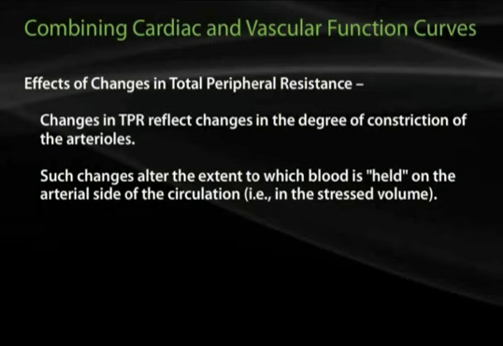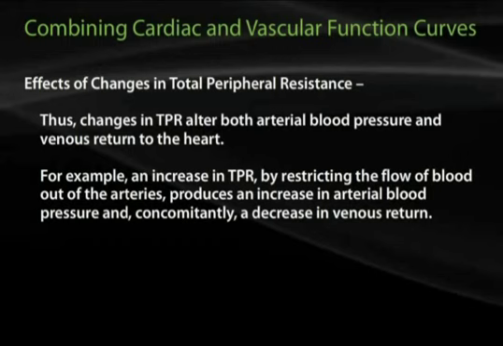Changes in TPR alter the extent to which blood is held on the arterial side of the circulation, that is, in the stressed volume. Changes in TPR alter both arterial blood pressure and venous return to the heart. For example, an increase in TPR, by restricting the flow of blood out of the arteries, produces an increase in arterial blood pressure and concomitantly a decrease in venous return.